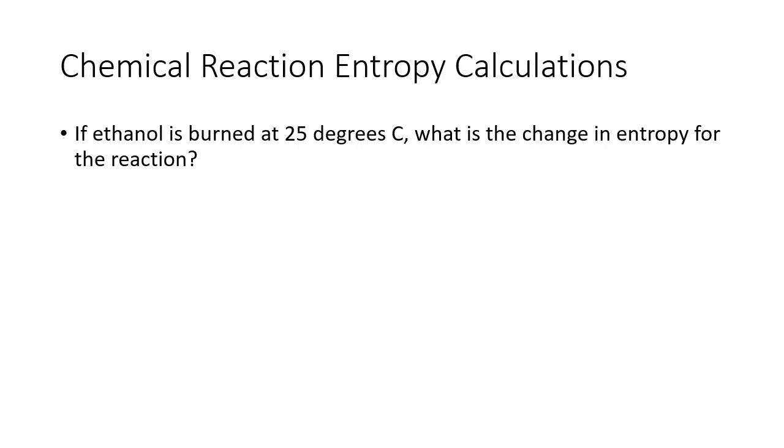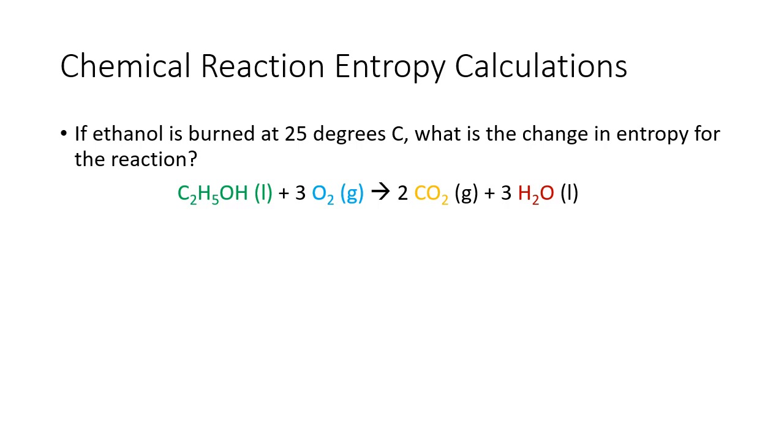If ethanol is burned at 25 degrees Celsius, what is the change in entropy for the reaction? The first thing we need is a balanced chemical equation. Okay. So 1 mole of ethanol plus 3 moles of oxygen becomes 2 moles of carbon dioxide and 3 moles of water. Water in liquid state, ethanol in liquid state, and oxygen and carbon dioxide as gases.